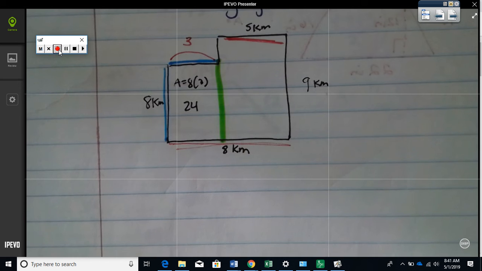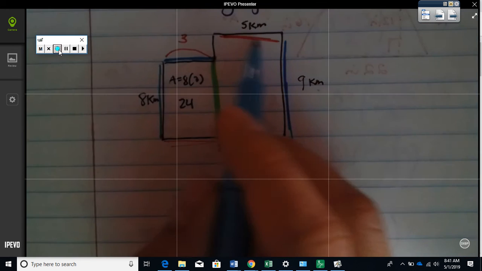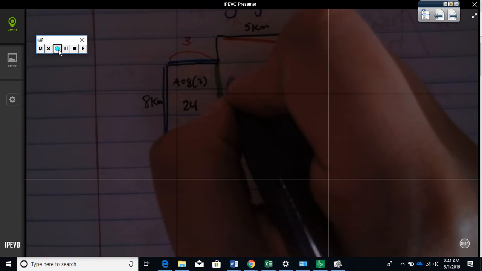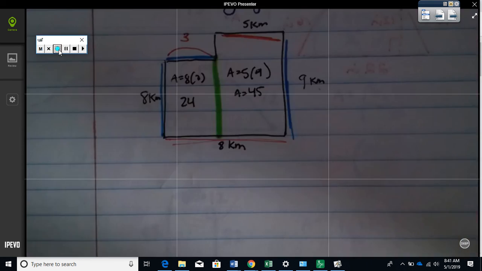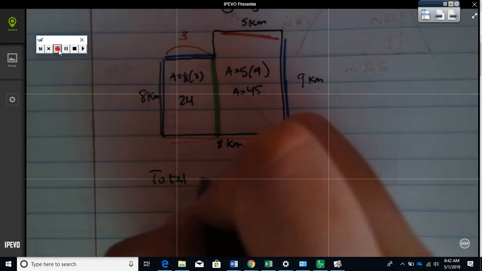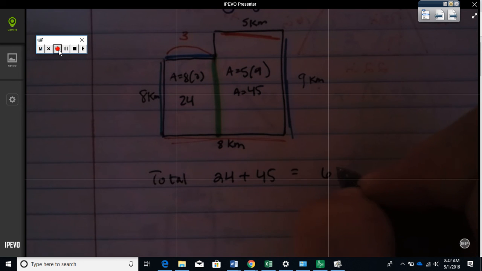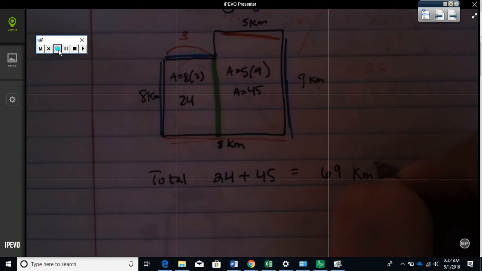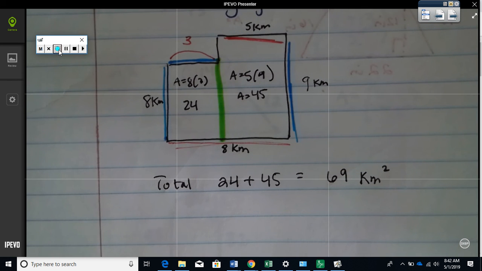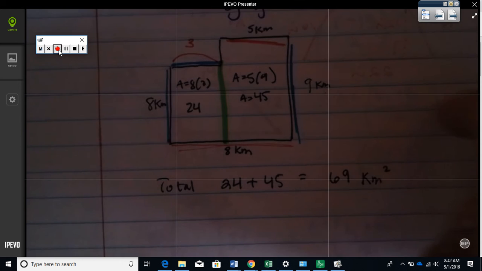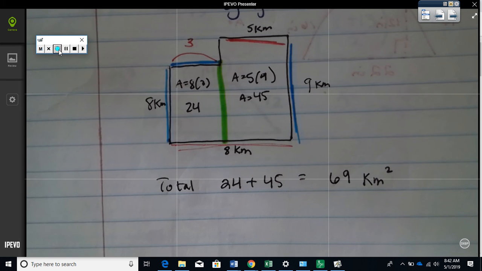Okay, and then I am going to do this one. So I know my height is 9. My width is 5. So that would be 45 square kilometers. So my total area for the whole composite shape would be 24 plus 45, 69 square kilometers. Now they're going to get more complex. You might have something sticking out through here, or you might have a trapezoid, or you might be able to make a triangle, but that's pretty much what you're doing today.